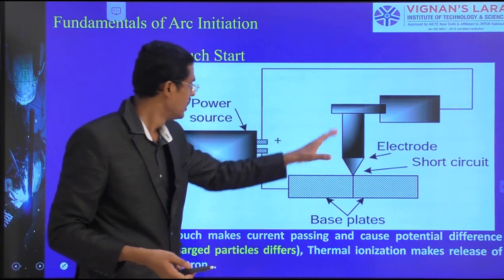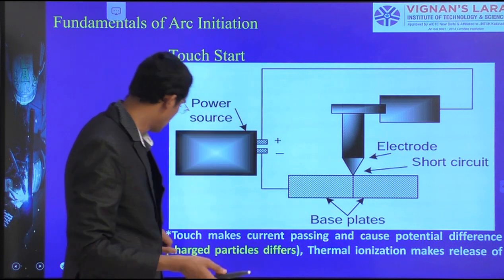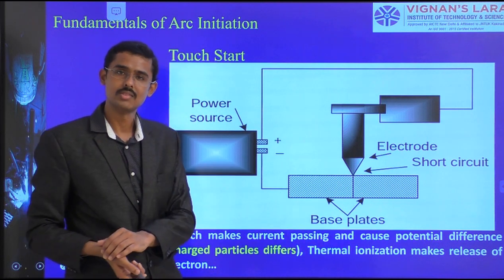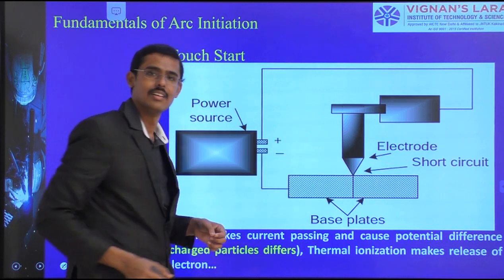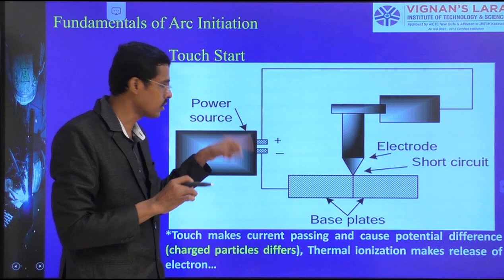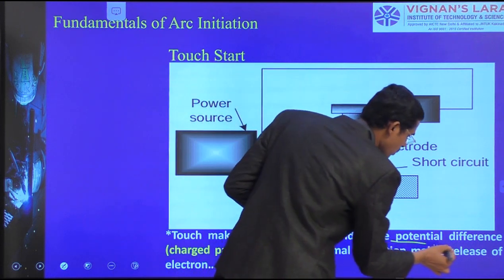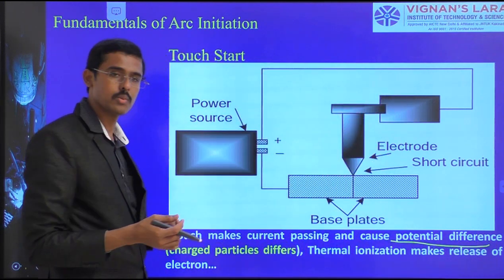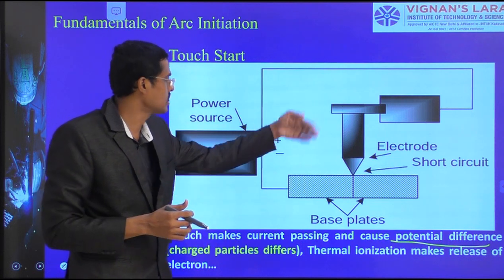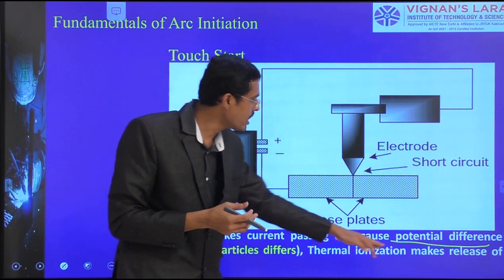So what I did, I touched it there. Touching makes the current pass and causes the potential difference, and the charged particles differ. Thermal ionization makes the release of the electron. So what happens when I am touching here? The workpiece is in neutral condition. When I am touching, the circuit is closed. Therefore, these electron exchanges take place, and the potential difference also occurs. Due to this potential difference, the charged particles interchange themselves. Electrons go there, positive ions come there. That is called thermionic emission.